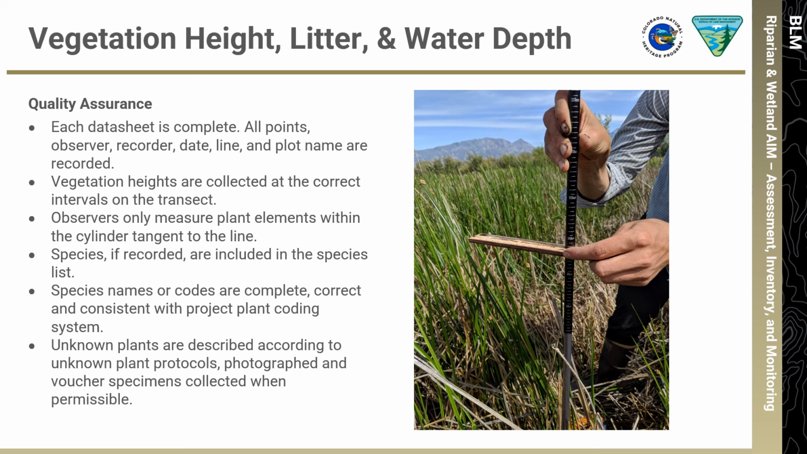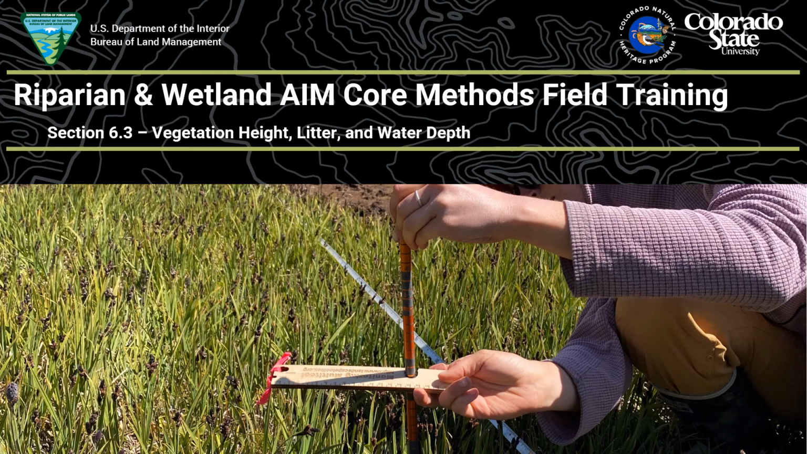There are several measures you can take to ensure quality data collection. These steps are also listed in the protocol at the end of section 6.3. It is recommended to reference these steps during and after each sample event. This concludes the methods for collecting vegetation height, litter, and water depth.